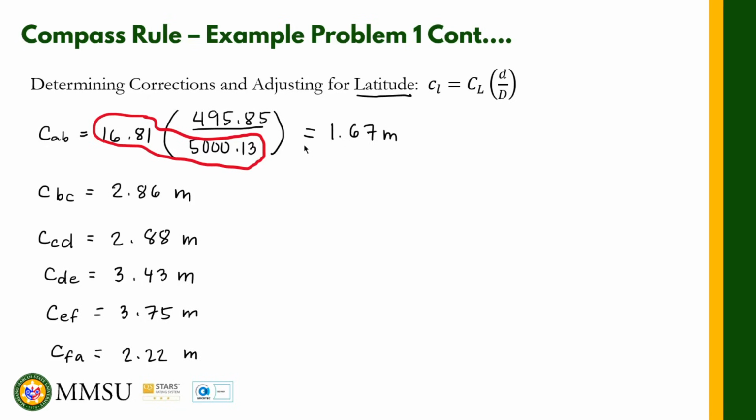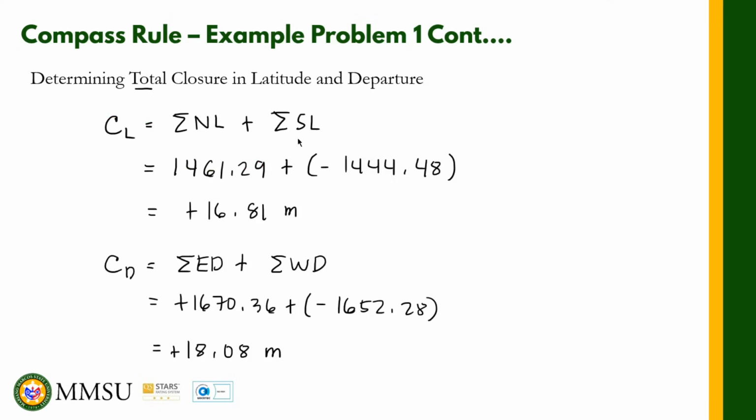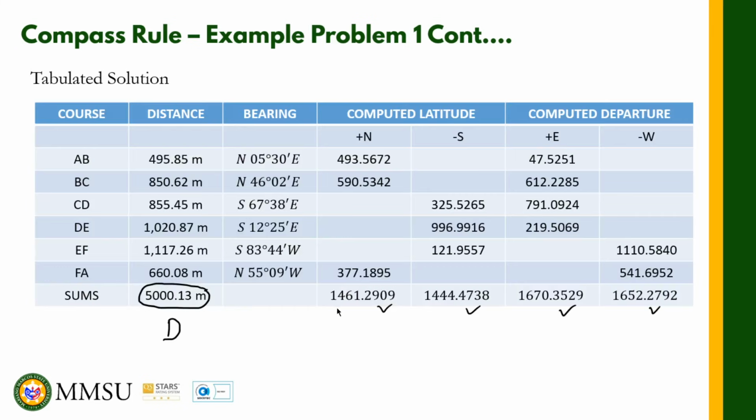Ngayon, ang tanong, ano ang gagawin natin sa correction natin para makuha natin yung adjusted latitude? Okay? Balik tayo doon. Kailangan natin ng konting pag-iisip dito. Pwede niyo sa table. Tignan ninyo. Ito yung north. Ito yung south. Ano ang mas malaki sa kanilang dalawa? Itong 1,461.29. Tama? Itong south, ano lang, 1,444.47.